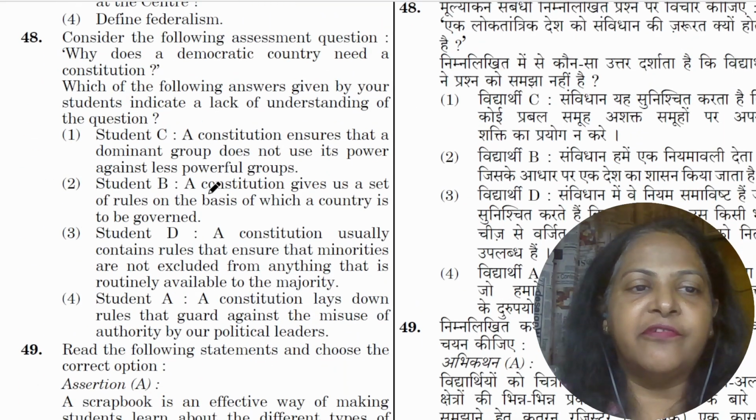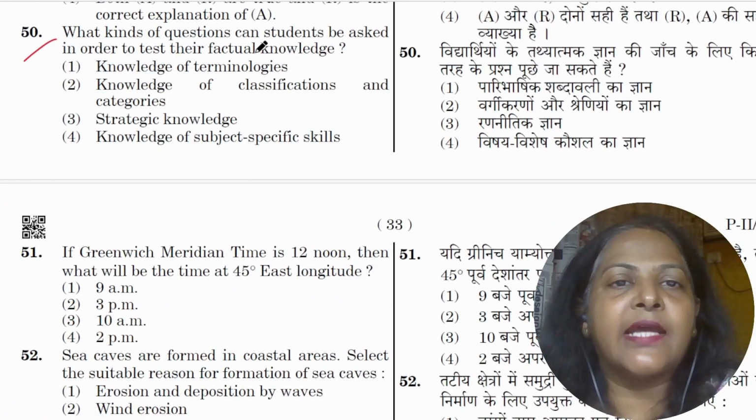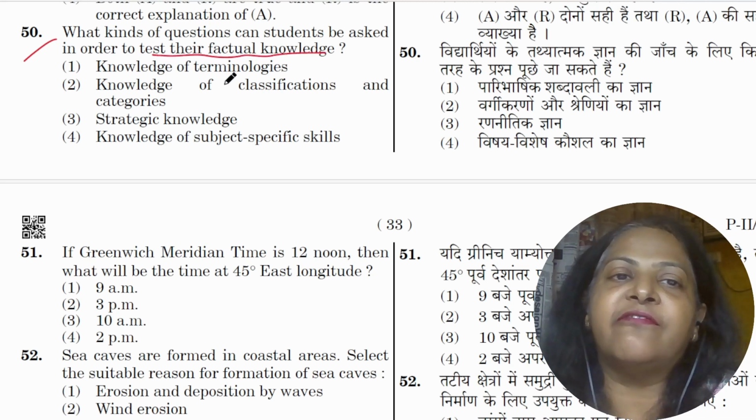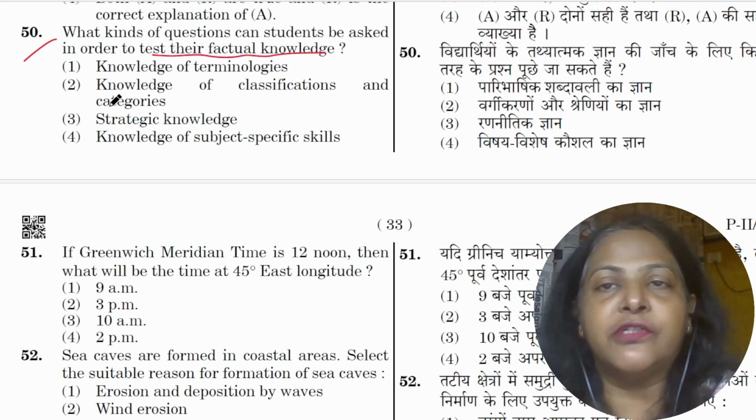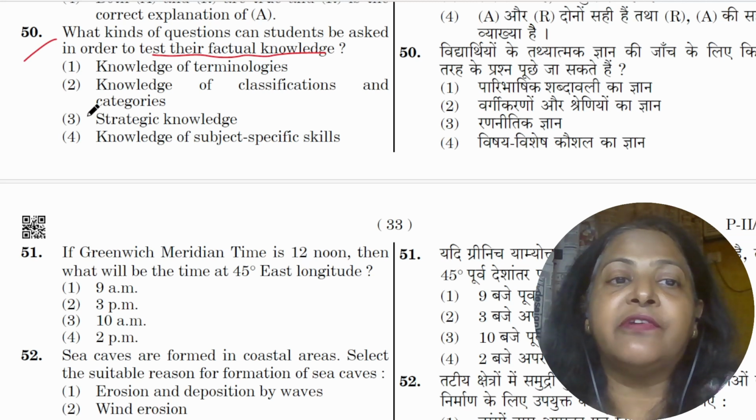Let's go on to the next question, which asks a factual one. This is question number 50. What kind of questions can students be asked in order to test their factual knowledge? So you want to test their factual knowledge. The options are knowledge of terminologies, knowledge of classifications and categories, strategic knowledge, and knowledge of subject specific skills.